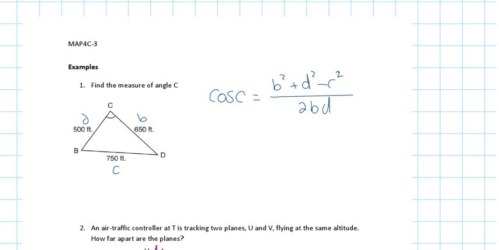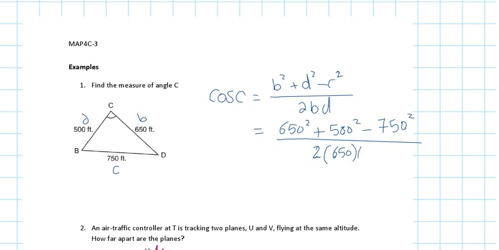So equals, B is 650 squared plus 500 squared minus 750 squared over 2 times 650 times 500.